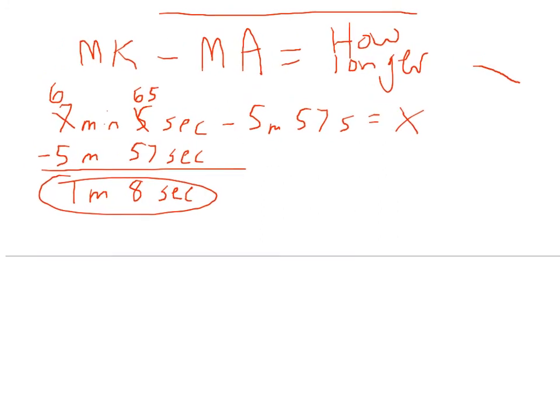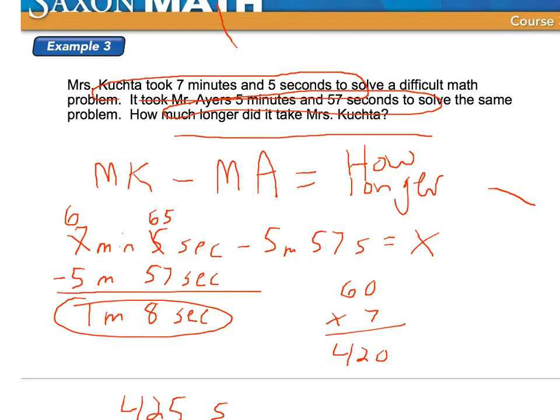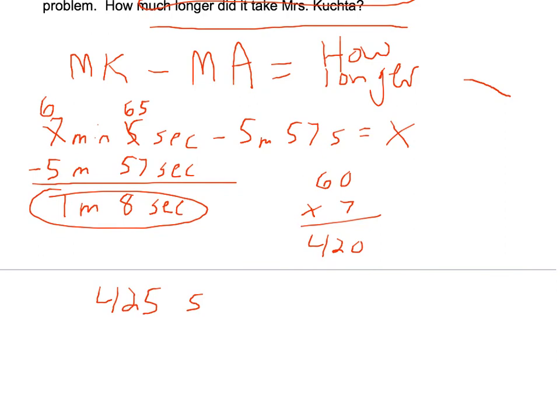Instead of 7 minutes and 5 seconds, I could convert that into seconds. So let's think about this. There are 60 seconds in 1 minute, so 60 times 7 minutes is 420 seconds. So it took Mrs. Kukta 420 seconds plus her other 5 seconds, so it took her 425 seconds. We see that from up here: 7 minutes is 420 seconds, and 5 seconds. So it took her 425 seconds.